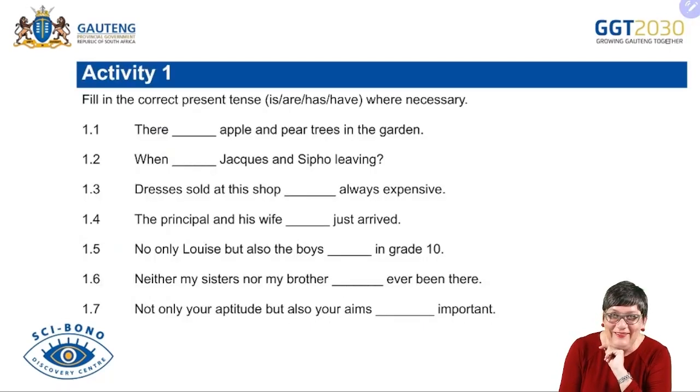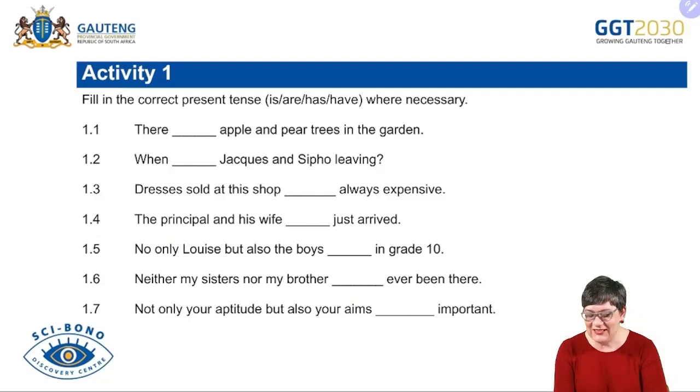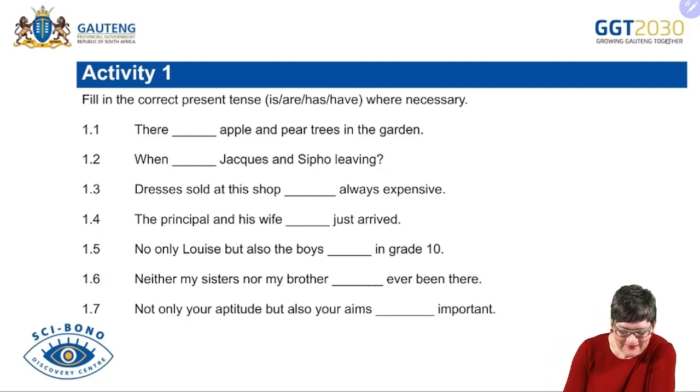Now, let's try this quickly. So I've got here a list of questions for you. And what we have to fill in is, are, or has or have. Let's see if we can do it together.